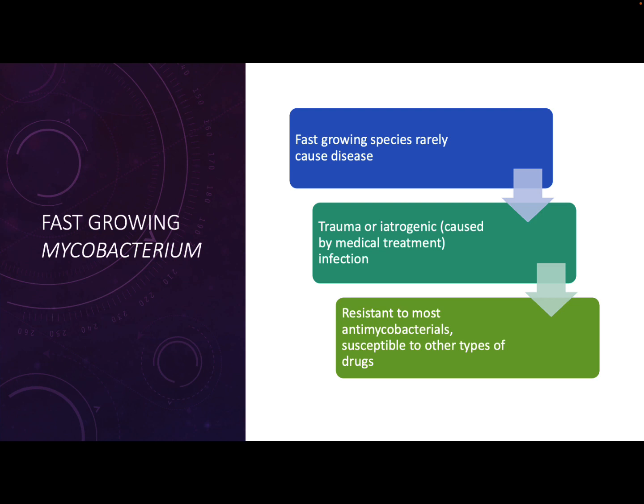We also have fast-growing mycobacterial species. They just replicate faster. Generally, they rarely cause disease. However, they can be introduced by trauma or by medical treatment. And they are resistant to most antimycobacterials. So again, there are a couple of classes of drugs that work very well against the slow-growing Mycobacterium. They don't work as well against the fast growing. But because they are fast growing, you can sometimes use other antimicrobial compounds to treat them. So again, they're not terribly common.